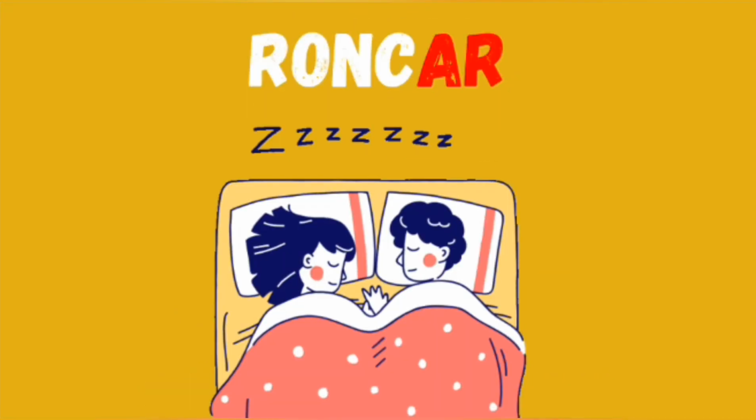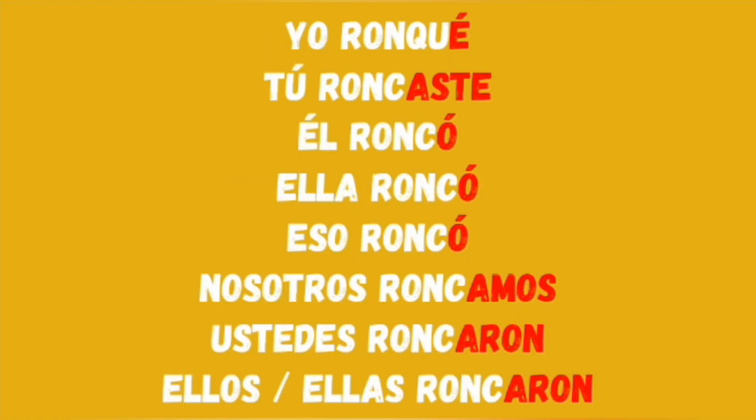Now let's go to the next verb, to snore. Okay, to snore means roncar. So let's see how you have to conjugate this irregular verb in the indefinite past. If you want to say I snored, then you have to say yo ronqué. And check the root word, it's ending with Q, U. Ronqué. This is the only one changing. Again, the root word is changing only in the personal pronoun I, yo.